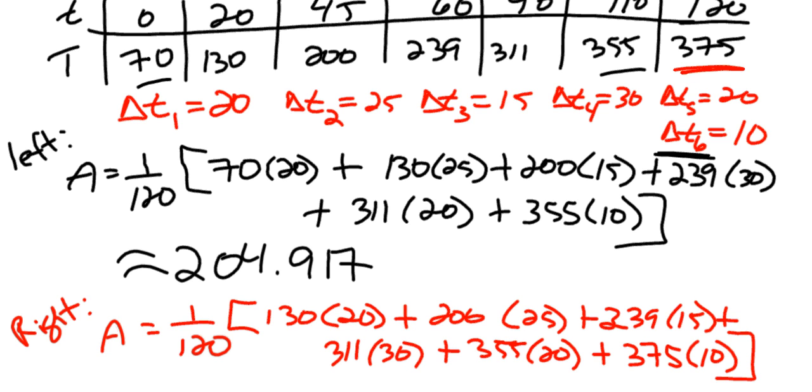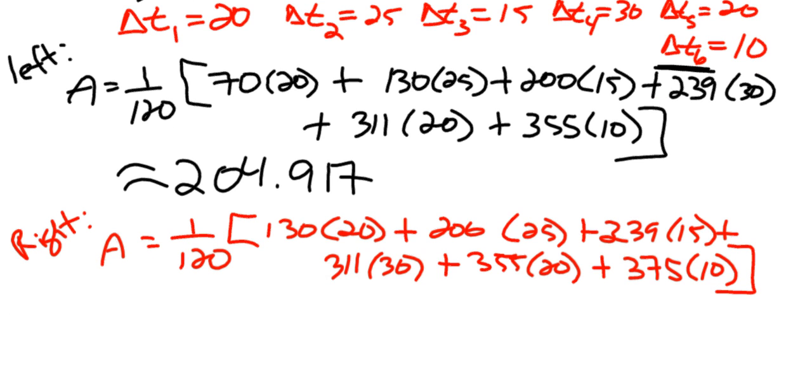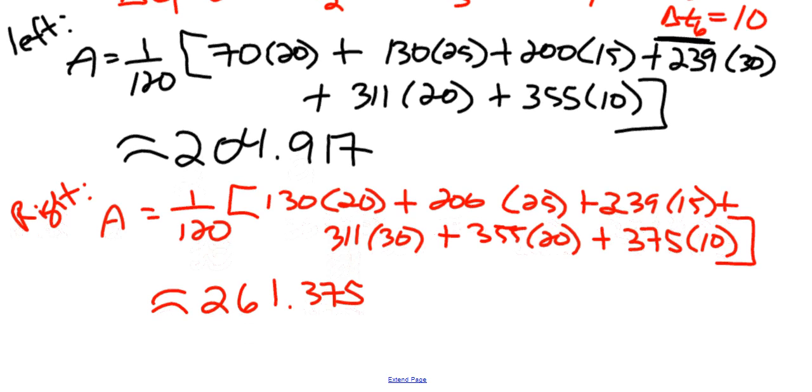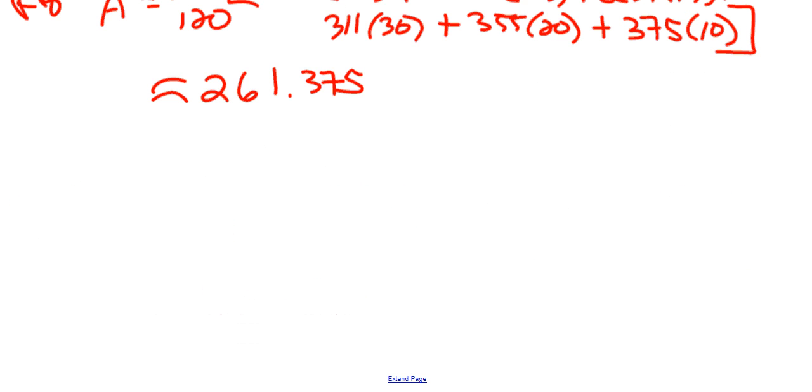So now I'm going to be starting with this using my 6 widths, the delta t sub 6, and I'm going to be working 6 rectangles this way. And then I have that value. So if I go ahead and figure out my calculation, I get 261.375. So then they said the last thing is go ahead and do the trapezoidal rule on this one.